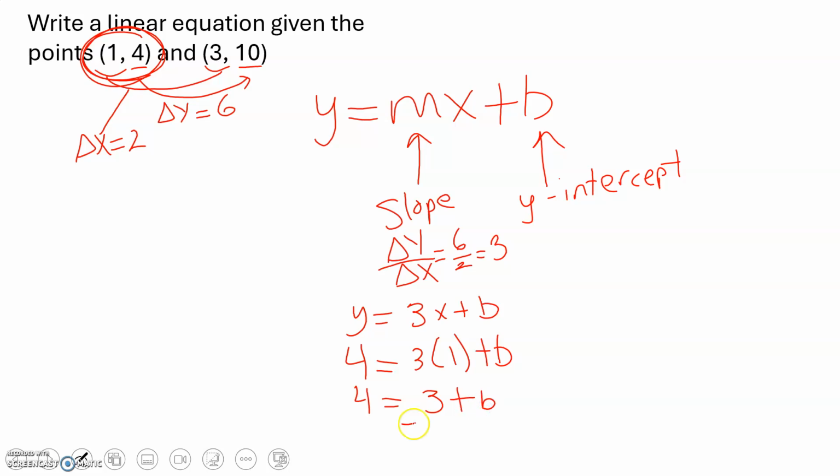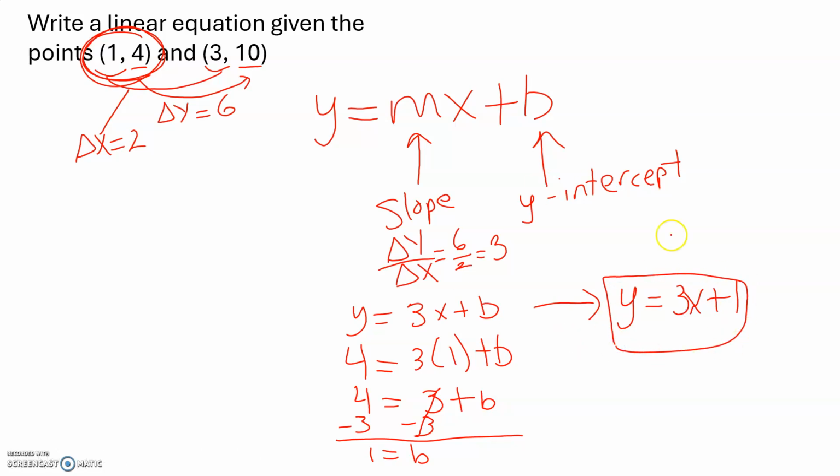Solving this equation, we can subtract 3 from both sides and very quickly see that 4 minus 3 is 1 and that our y-intercept is in fact 1. So this turns our equation into y equals 3x plus 1.